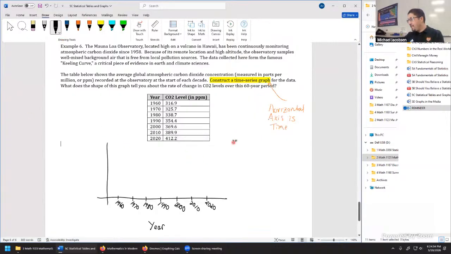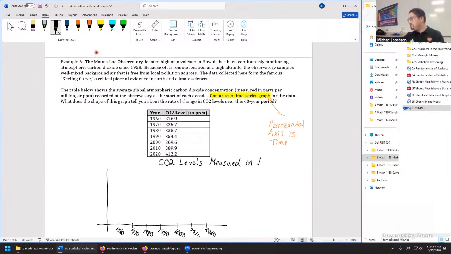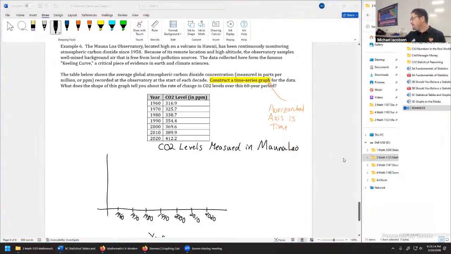We also want a title. Let me see if I can move that down to plan for that better. So we can say for the title, this is CO2 levels measured in, let me scroll up to spell that correctly, Mauna Loa. I really should have practiced pronouncing that before class today. Apologies. So there's our title going that way.